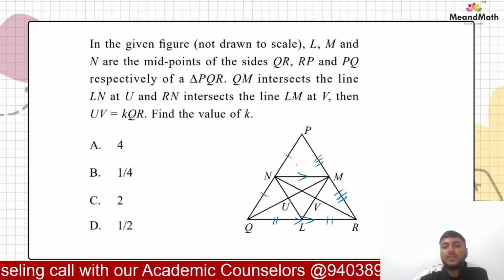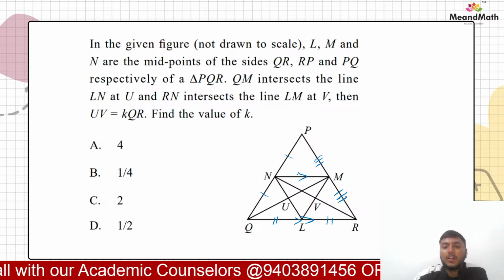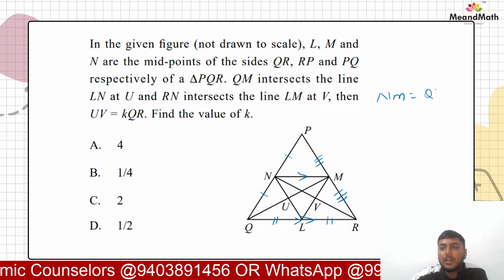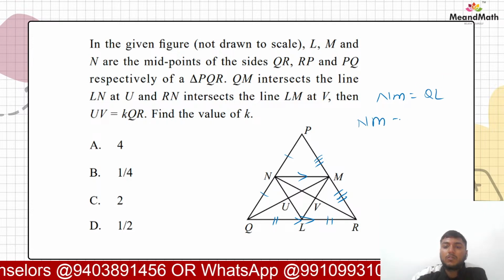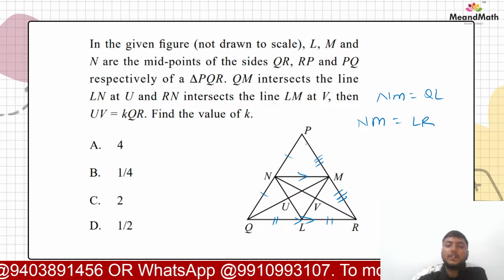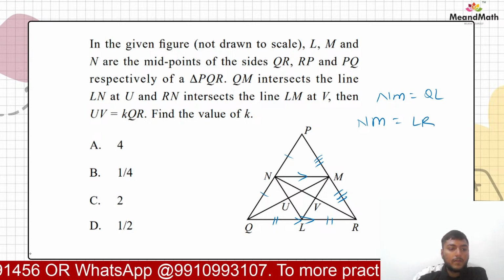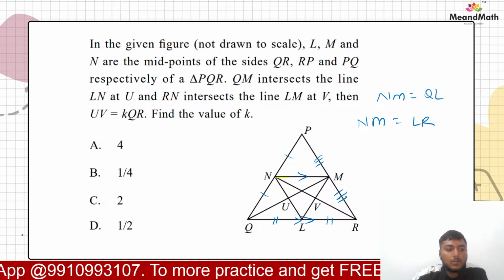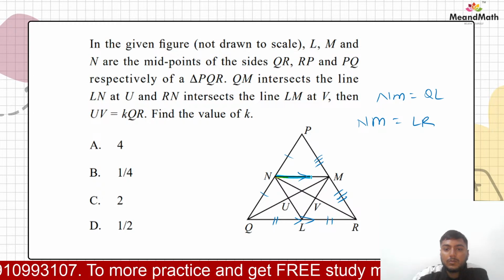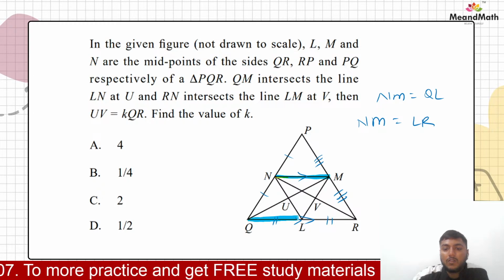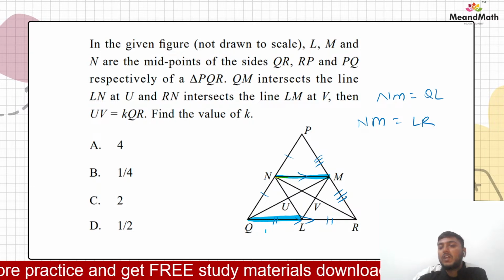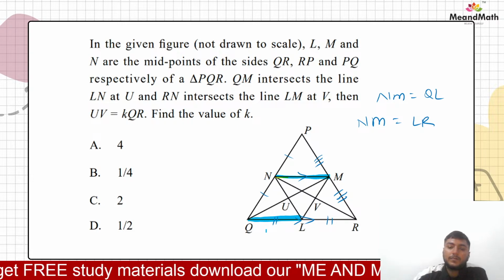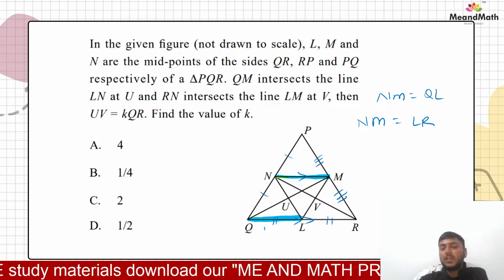So opposite sides are what? Equal and parallel. So NM is equal to QL, correct? Also NM is equal to LR, है ना? So now if I try to highlight this, बच्चों, this side and this side is equal and parallel. If opposite sides are equal and parallel, this means it is a parallelogram, right?